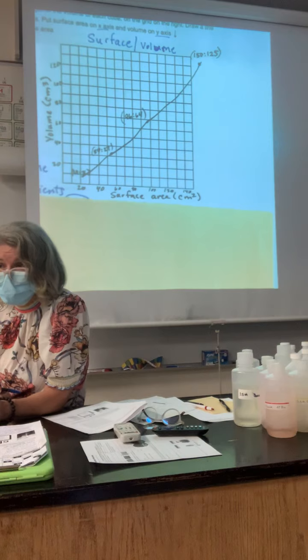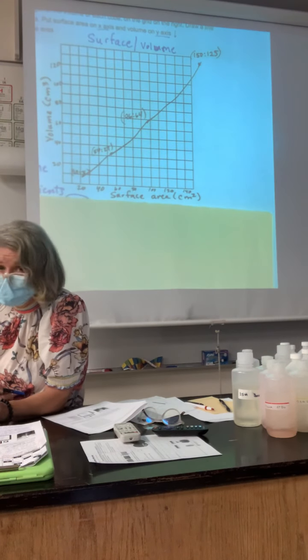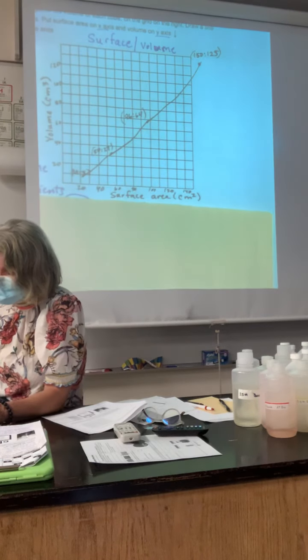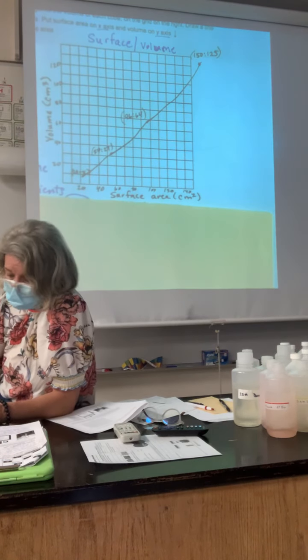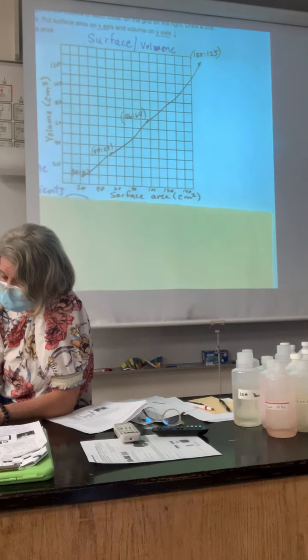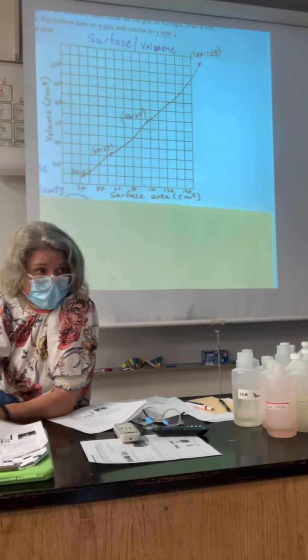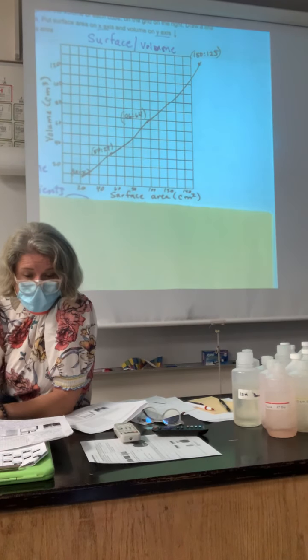I would strongly suggest always putting a title. This shows that you know what you're graphing. So let's look at this trend. As volume increases, surface area increases too. We can clearly see that. Now there's a question here, number 3. Explain what happens to the ratio of surface area to volume with increasing size. What did you say for that one, Emma?